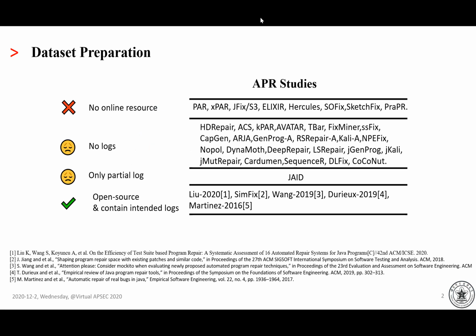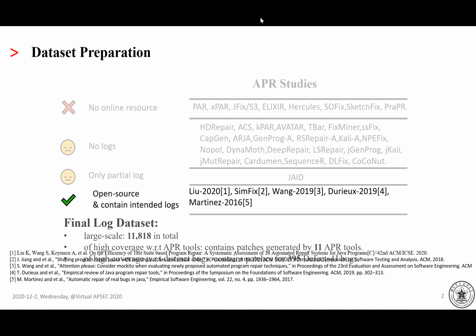SimFix is an APR technique that utilizes code change operations from existing patches and similar code to reduce the search space. Wang reruns SimFix and CapGen on Mockito bugs. Durieux 2019 is a benchmark of fitting programs through a comprehensive comparison of APR tools' performance among 5 benchmarks. Martinez 2016 reruns jKali, jGenProg, and Nopol on Defects4J to evaluate their abilities for fixing real-world defects.